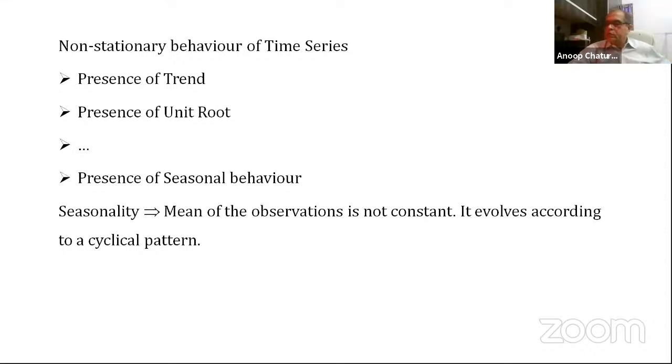In time series analysis, often you observe non-stationary behavior also. This non-stationary behavior may be due to the presence of a trend component. It may be due to the presence of unit roots and so on. One of the reasons may be the presence of seasonal behavior. This may also cause non-stationarity in the time series. Because if seasonality is present, then the mean of the observations is not constant. The mean of the rainfall in July is obviously different from the mean of the rainfall in January or May. So it does not remain constant. It evolves according to a cyclical pattern. So you have some kind of periodicity.